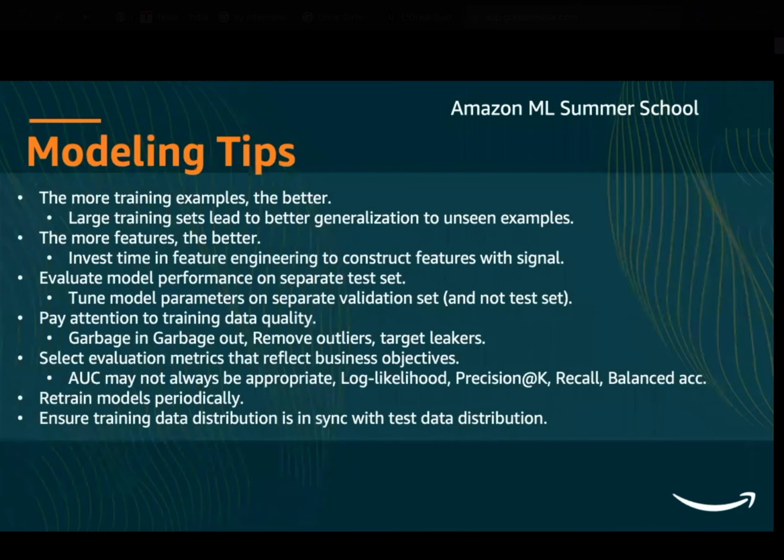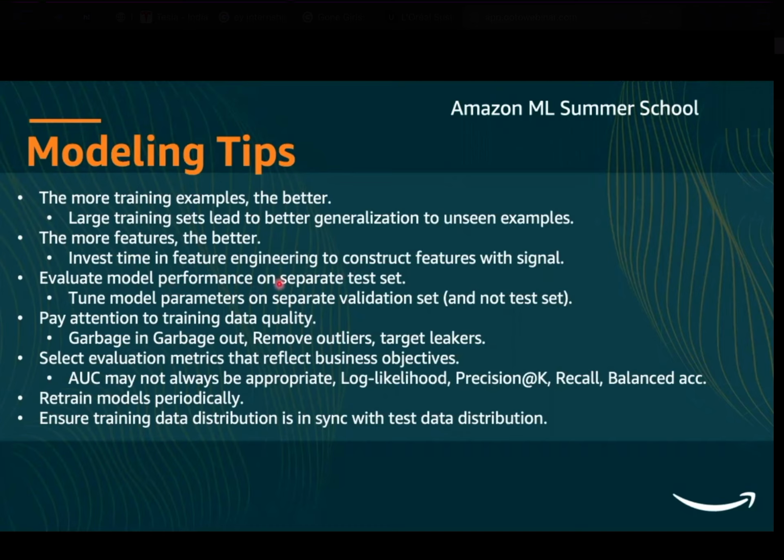Lastly, I'd like to leave you with some modeling tips for training and testing of the model, right? Typically, as we see in machine learning and with the emerging deep learning technologies, the more training examples, the better, right? Because a larger training set leads to better generalization on unseen examples. More features are typically better, right? Typically people invest time in feature engineering to construct the optimal set of features for a given signal.